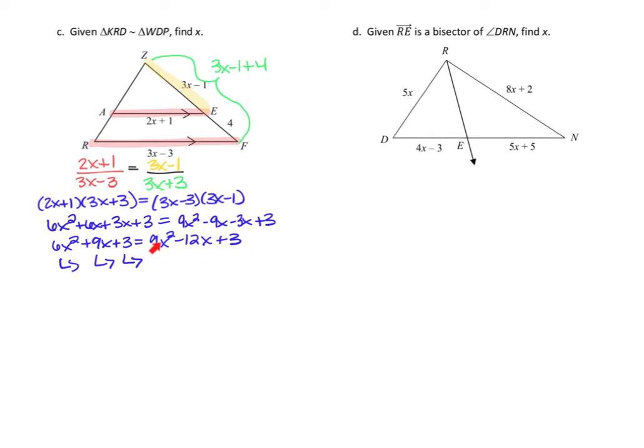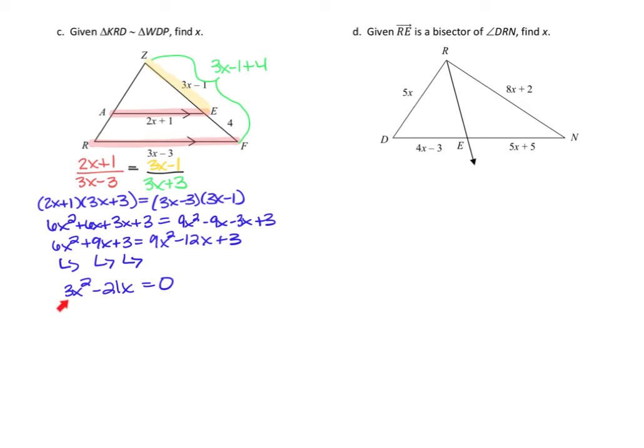So 9x squared minus the 6x squared is going to give me a 3x squared. Negative 12x minus the 9x is going to give me negative 21x. And then 3 minus this 3, that's just going to give me 0. So I have 3x squared minus 21x. We set that equal to 0.